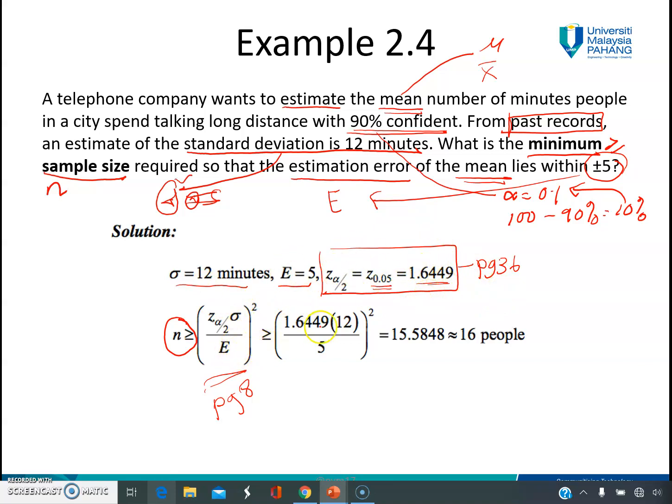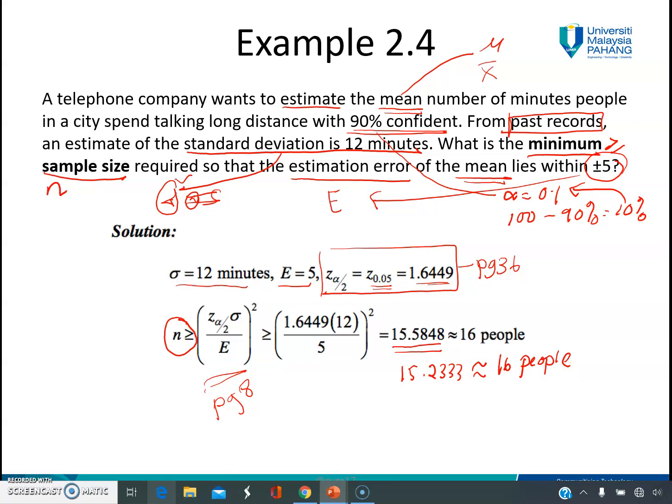All you have, all the numbers are here. You just substitute into the formula like this, and then you calculate using a calculator. You must keep 4 decimal places first. Okay, 15.5848. Then you round up to the next number, 16 people. Okay, because in sample size, we don't have half. Okay, even in statistics, we don't have half. For example, let's say you get here 15.2333. This one also becomes 16 people. Alright, so this is about sample size.